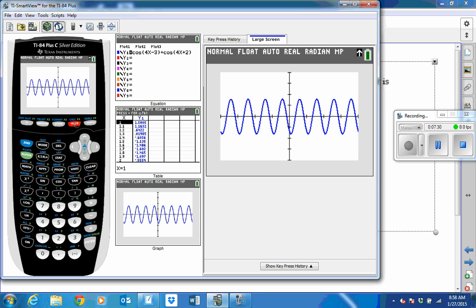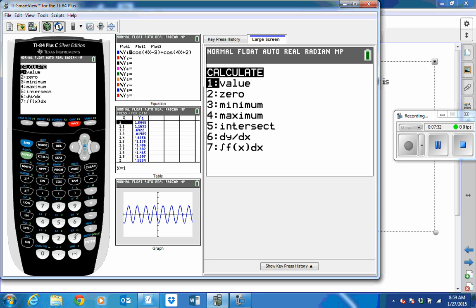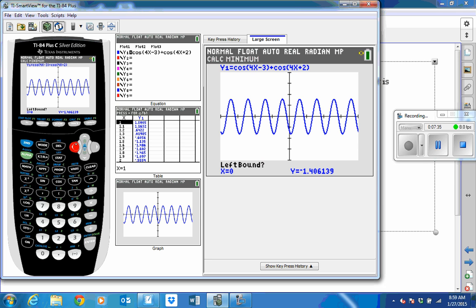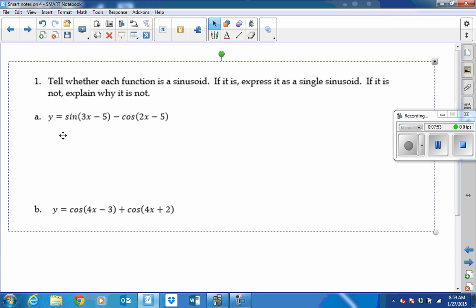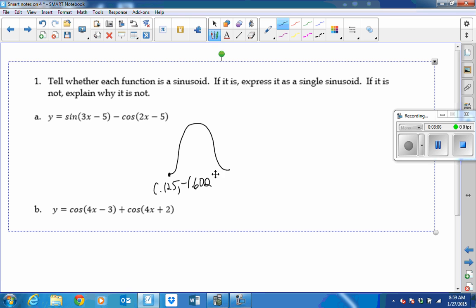So go to second, calculate, and we'll do our minimum point first. And so left bound, right bound, hit enter again. And so we get that x is 0.125 and y is negative 1.602. I'm going to write that in our smart notes for that first point. I'm going to sketch the piece of the function that we're using. So this is 0.125 and negative 1.602.